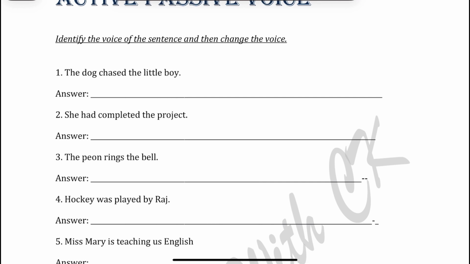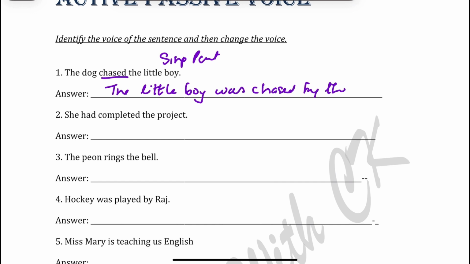The dog chased the boy. Chased is what? Simple past. But the dog chased whom? The little boy. So the little boy was chased by the dog.